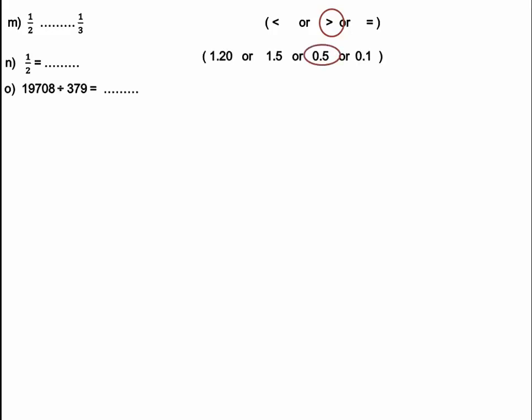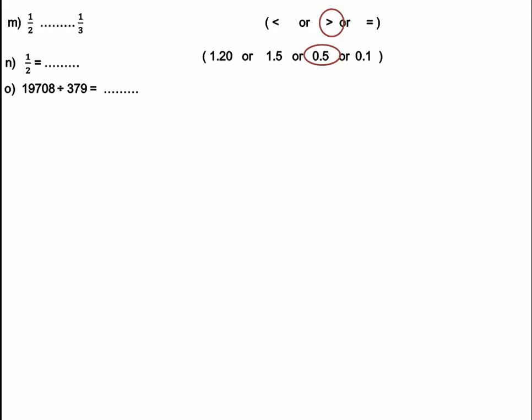1 over 2 and 1 over 3. We know that if we have equal numerators, the fraction with the smallest denominator is the greatest fraction. So a half is greater than a third. 1 over 2 in decimal form equals 0.5.